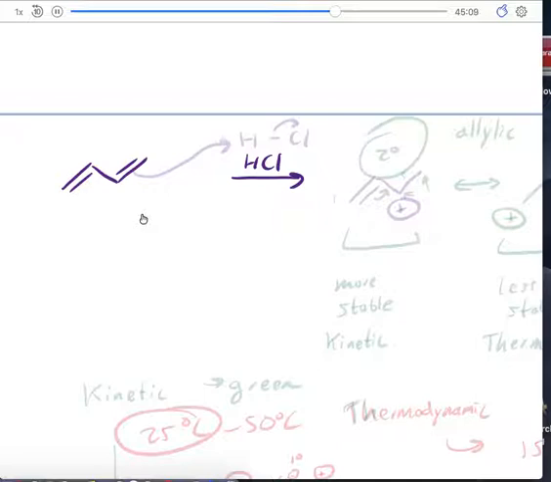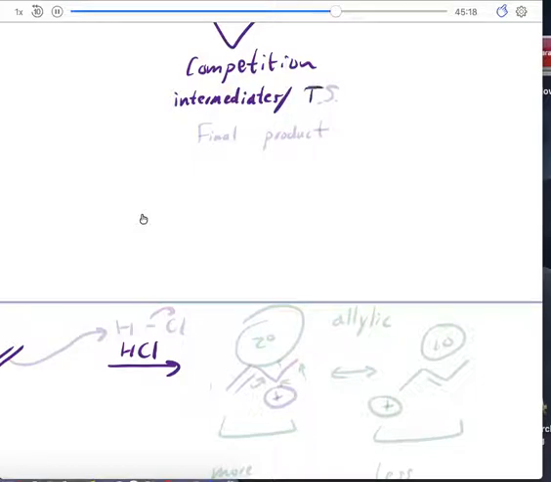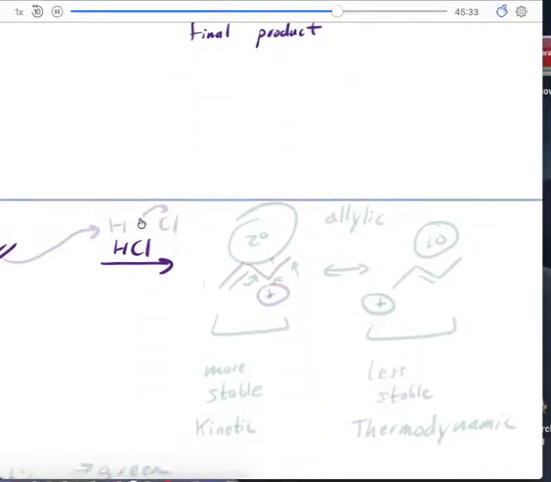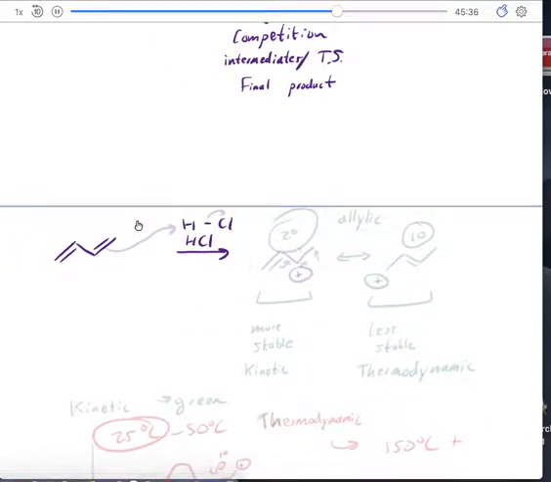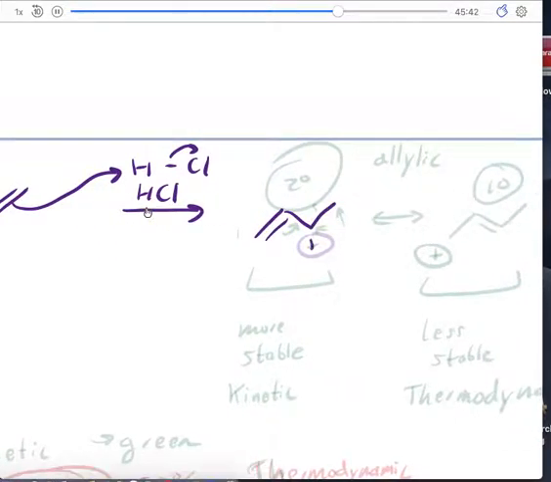to figure out which one will win at the end, we have to look at the intermediates or transition state, if there are no intermediates, and we have to look at the final product. So this reaction right here has potentially 2 intermediates. So first of all, we will take that proton, form the carbocation. Uh-oh, what's wrong there? Well, there's actually nothing wrong, I just want to see if you were paying attention.